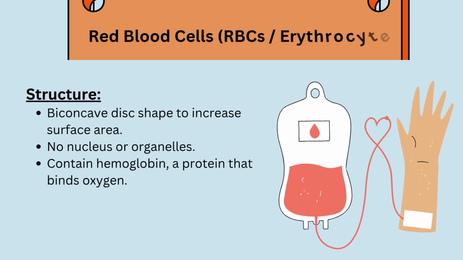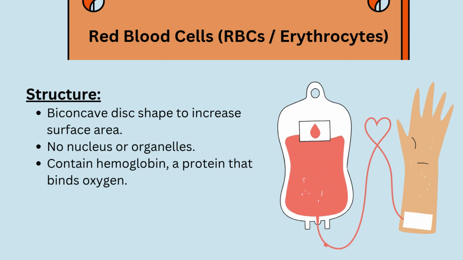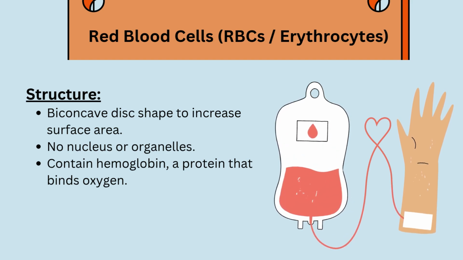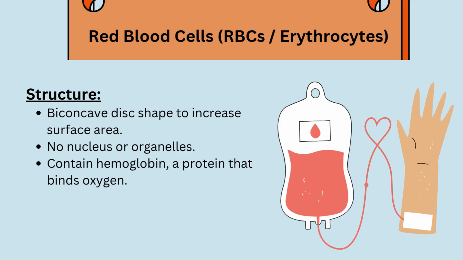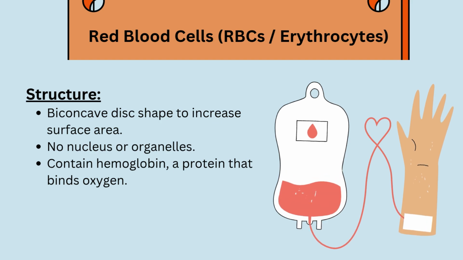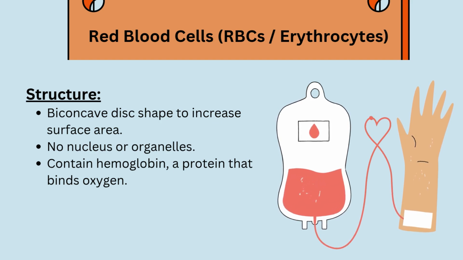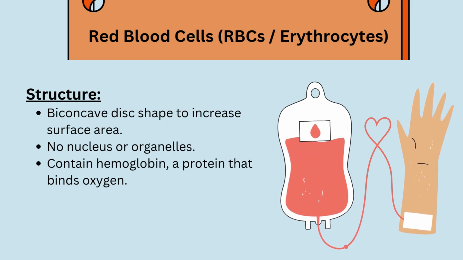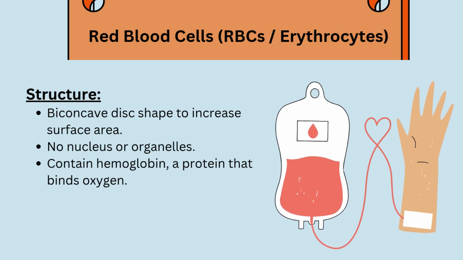Red blood cells are hemoglobin-filled cells to transport oxygen in the body. They are biconcave disc-shaped cells. This shape provides more surface area to absorb and release oxygen. Nucleus, mitochondria, endoplasmic reticulum, etc. are absent.